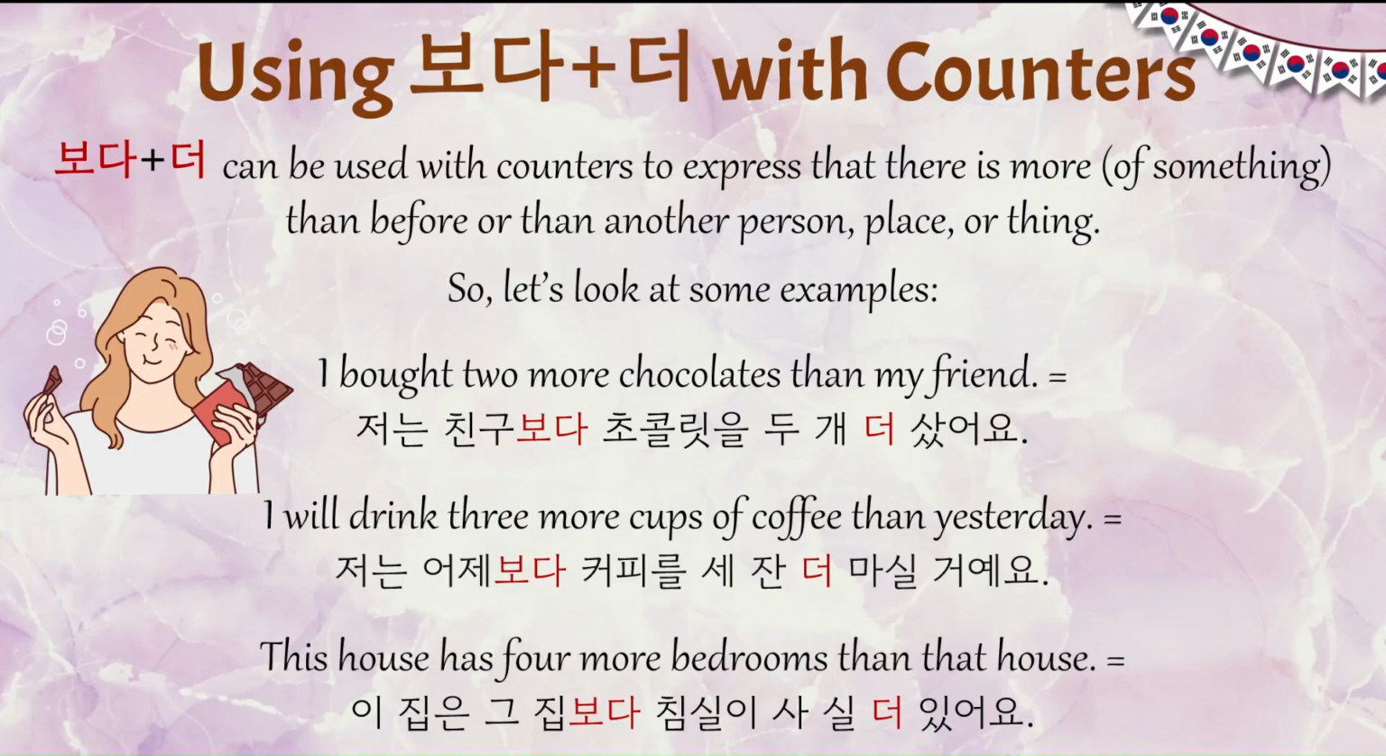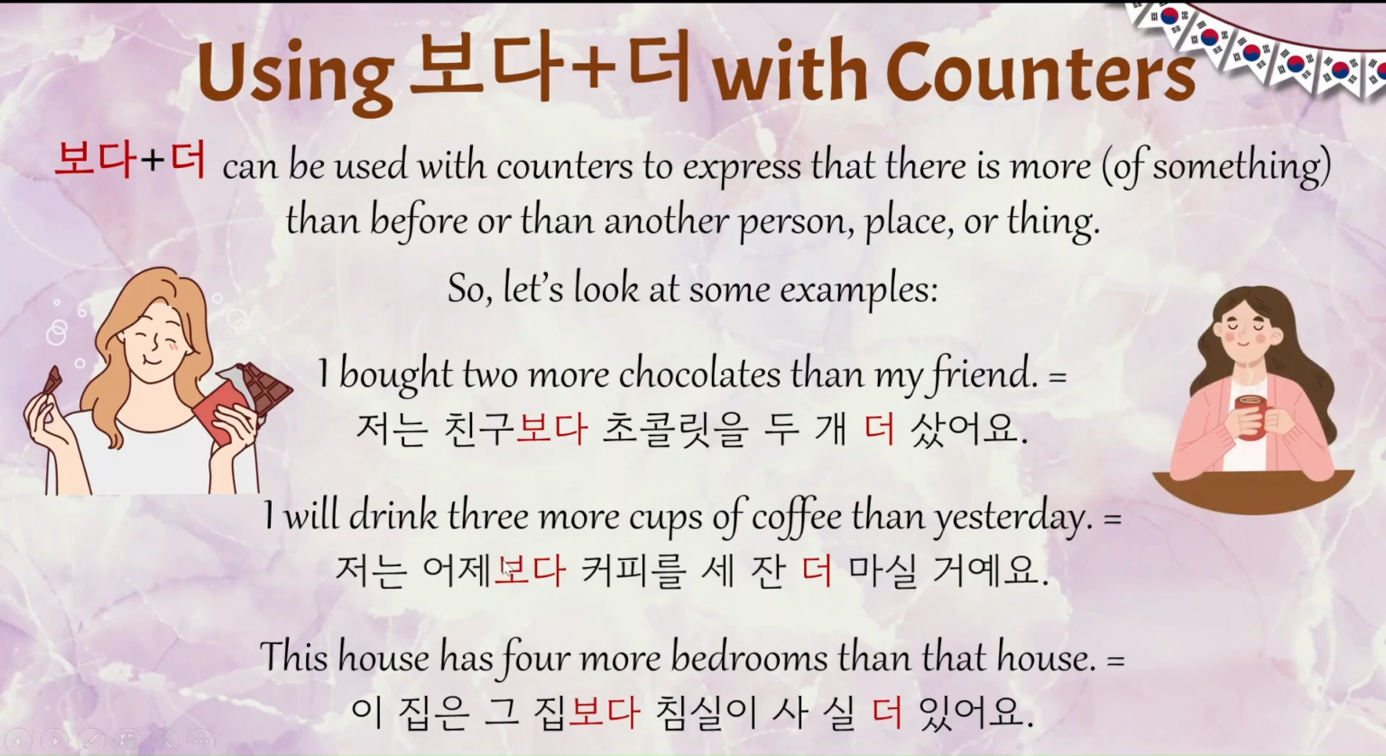I bought 2 more chocolates than my friend. 저는 친구보다 초콜릿을 2개 더 샀어요. So here, I is 저는, friend is 친구, chocolate, 초콜릿. To buy, 사다, past tense, 샀어요. Now you have to say 2 more chocolates. 초콜릿을 2개 더. Simple. You have to say 2 more chocolates than my friend. Now you are comparing with your friend, and therefore it is 친구보다 초콜릿을 2개 더. Okay? Focus on this phrase and you'll be able to understand what it means, right?